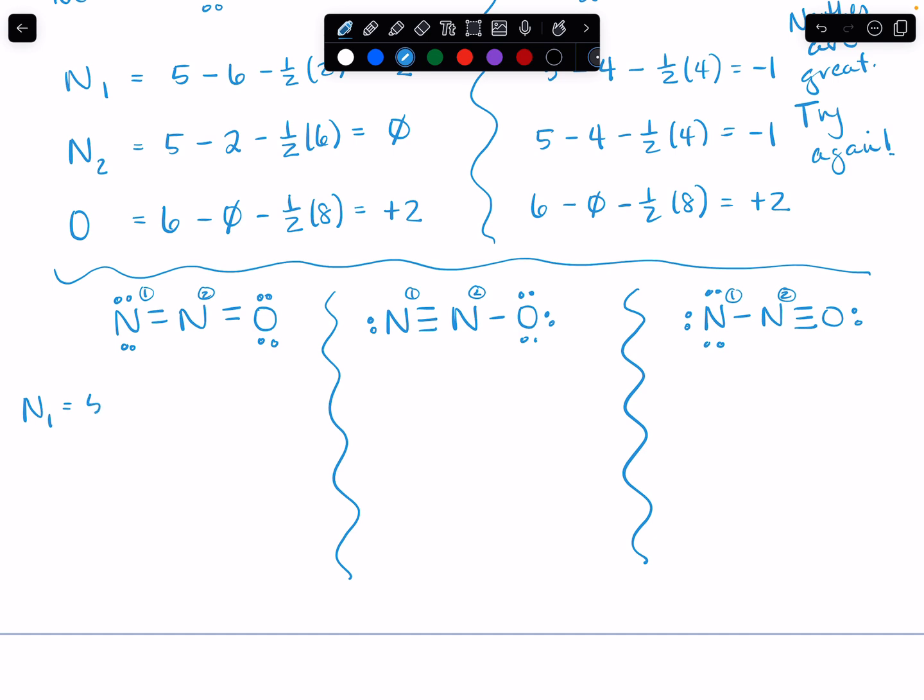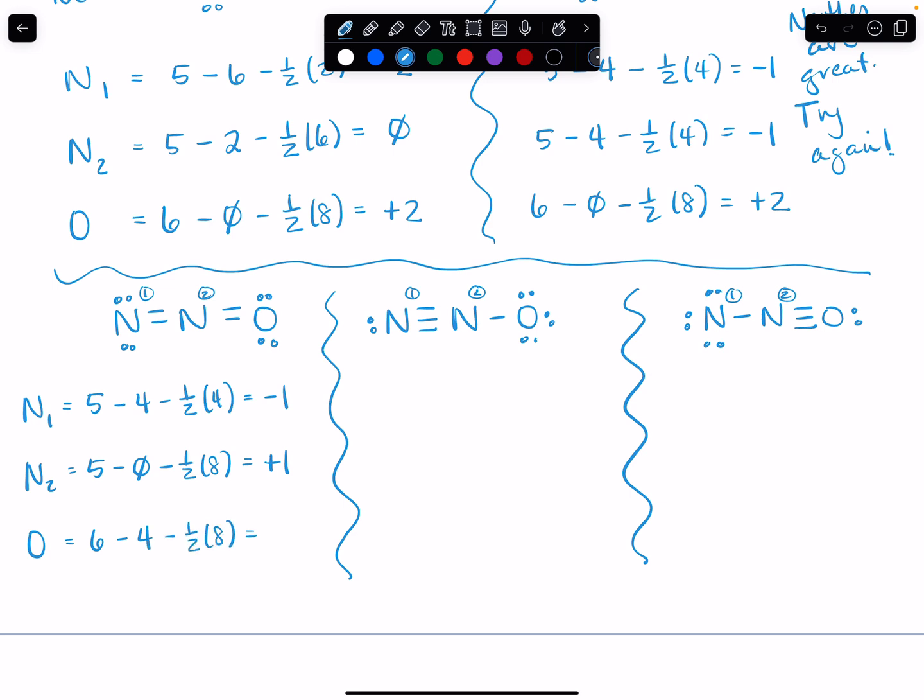Nitrogen 1, 5 valence electrons, 4 lone pair electrons, and then 1/2 of the 4 bonded. So 5 minus 4 minus 2, -1. All right, nitrogen 2, 5 minus 0 lone pairs minus 1/2 of those 8. All right, so this is going to be +1. And then oxygen, 6 minus 4 minus 1/2 of 8. So this is going to be 0. All right, well, that's not awesome. All right, let's look at this one.